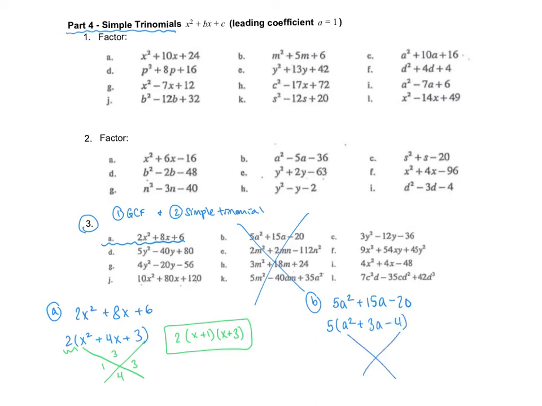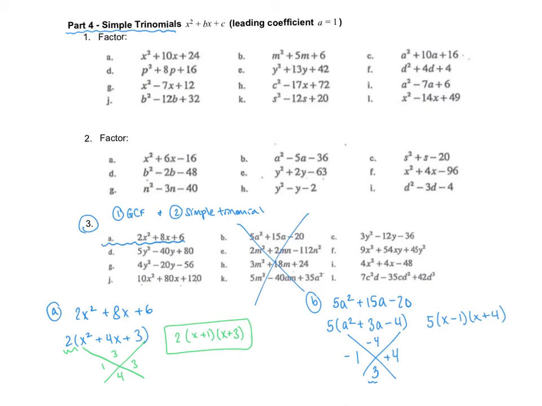So now I have this simple trinomial on the inside. I have to think what multiplies to get negative 4 and adds to get 3. To get negative 4, one number has to be negative and one number has to be positive. And since the 3 is positive, the larger number has to be positive. So positive 4 and negative 1 multiply to get negative 4 and add to get 3. So I have 5 times x minus 1 times x plus 4.